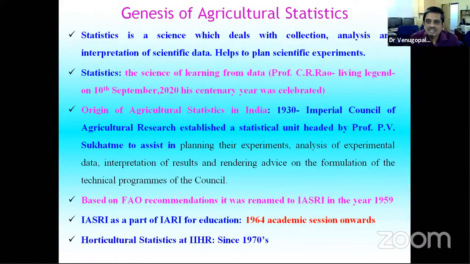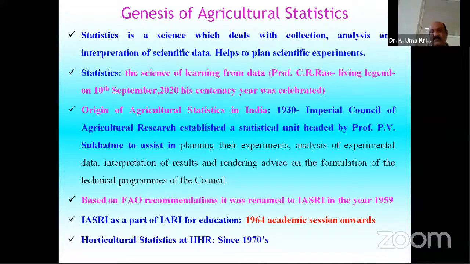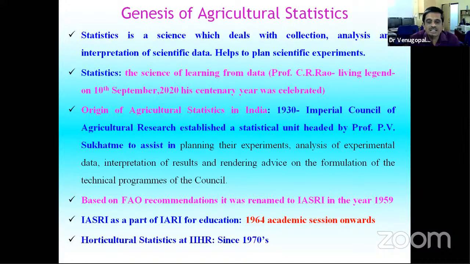In our country, the then Imperial Council of Agricultural Research, now ICAR, established a statistical unit in the year 1930 under the headship of none other than Professor Pandurang Vasudev Sukhatme to assist in planning of experiments, analysis, and also for formulation of future technical programs of ICAR. In the year 1959, based on the recommendation of FAO, it was renamed IASRI, the present IASRI New Delhi. As a part of education activities with ICAR, IASRI introduced MSc and PhD in statistics, computer science, and bioinformatics from the year 1964 onwards. At IIHR, especially, horticultural statistics research has been going on since the late 1970s.